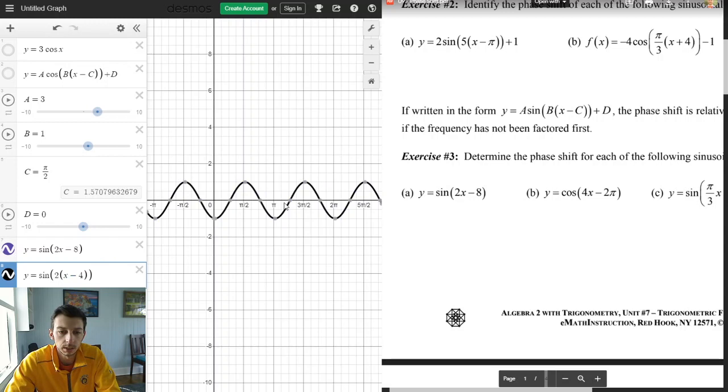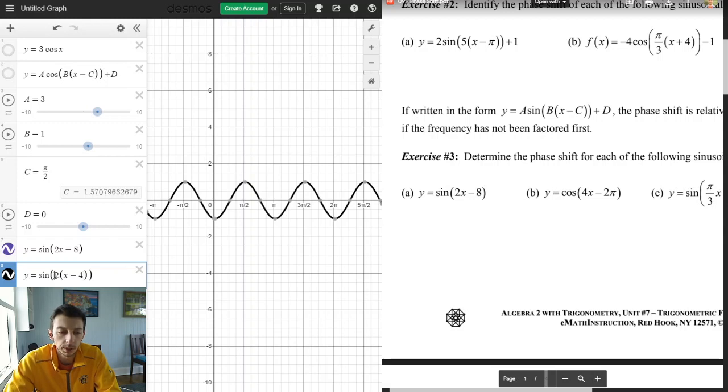So you'll see that on the graph, they are the same thing. So now I can actually see my shift. If you don't factor out this value, then your shift is not going to take into account the effect that your adjustment to the period and the frequency has on this function, which was covered in that lesson.